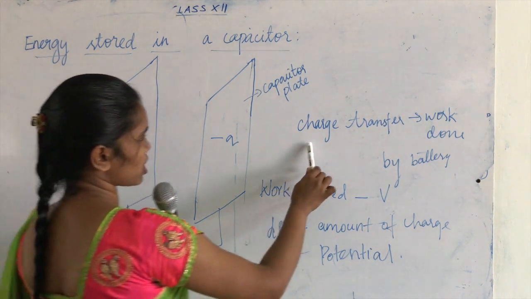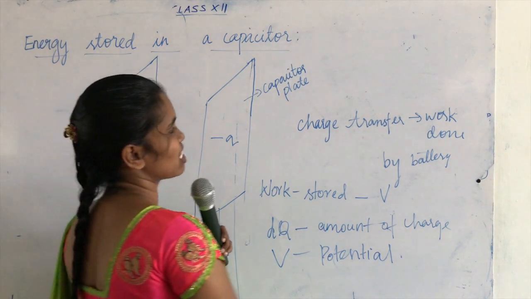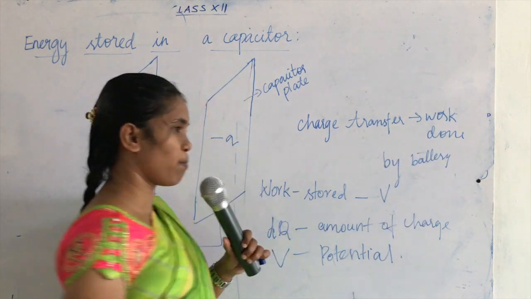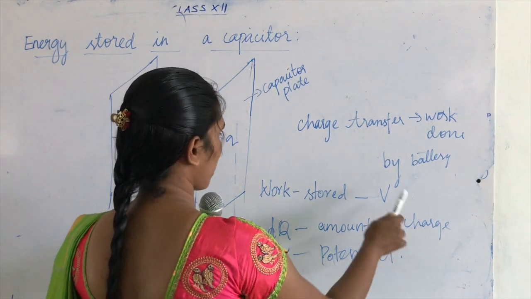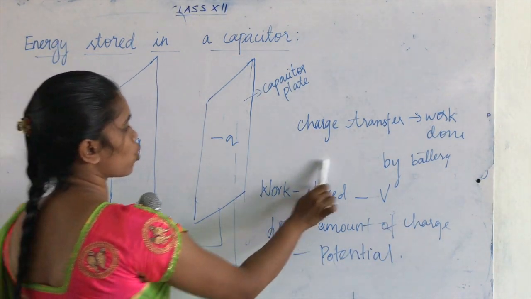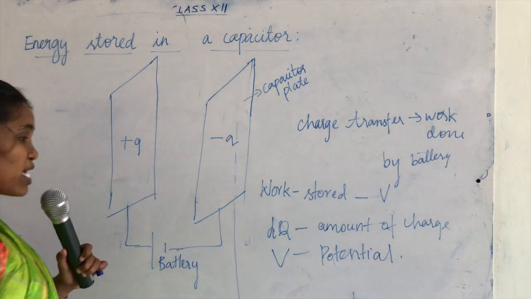See here, the charge is transferred, which is denoted as work done by the battery. The charges are transferred and work is done by the battery. This work is stored as electrostatic potential.